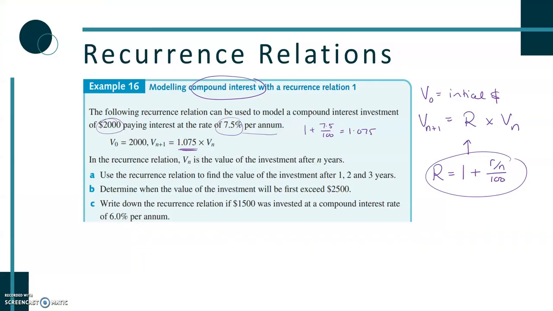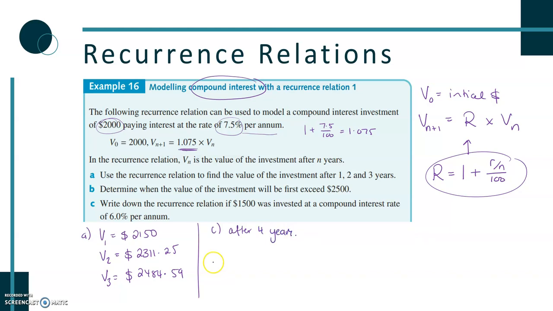Okay, so writing down just our answers for A, after 1 year, so sorry, we should put V1, gives us 2,150. V2, our value, 2,311.25. V3, we've got 2,484.59. When will it first exceed 2,500? After 4 years.